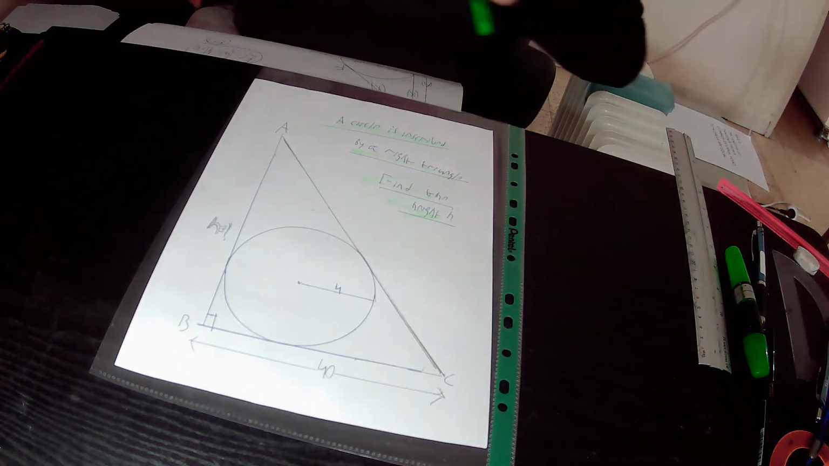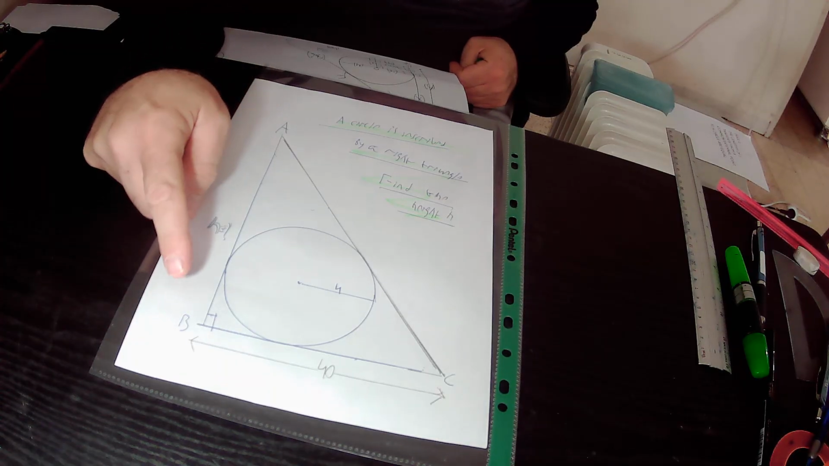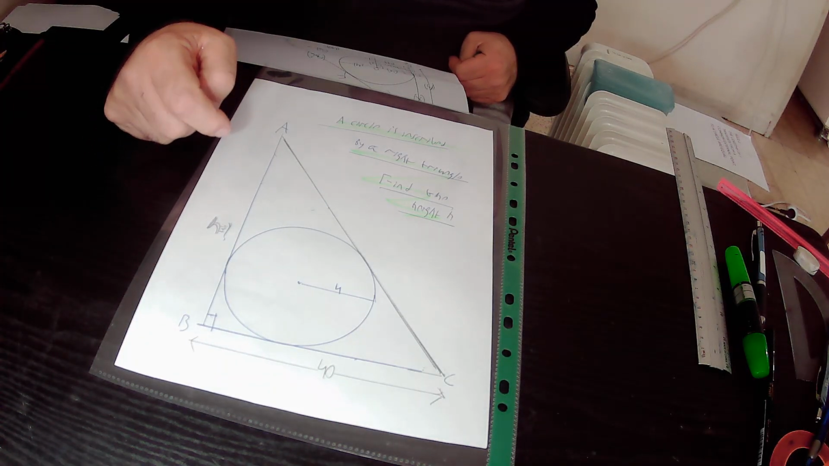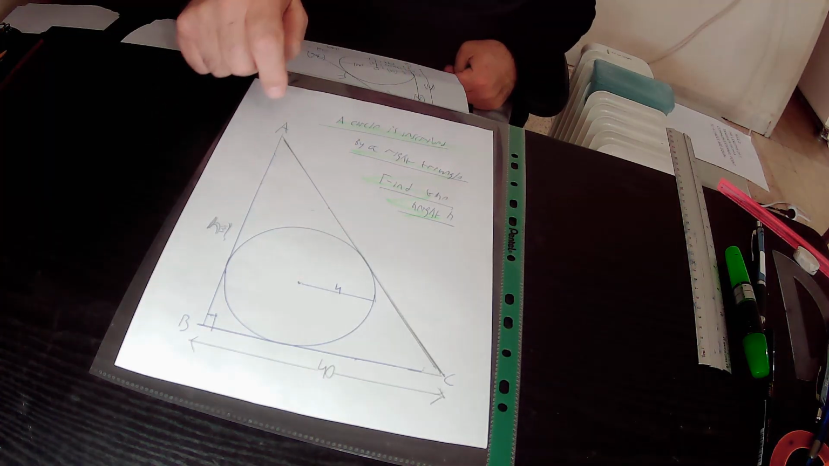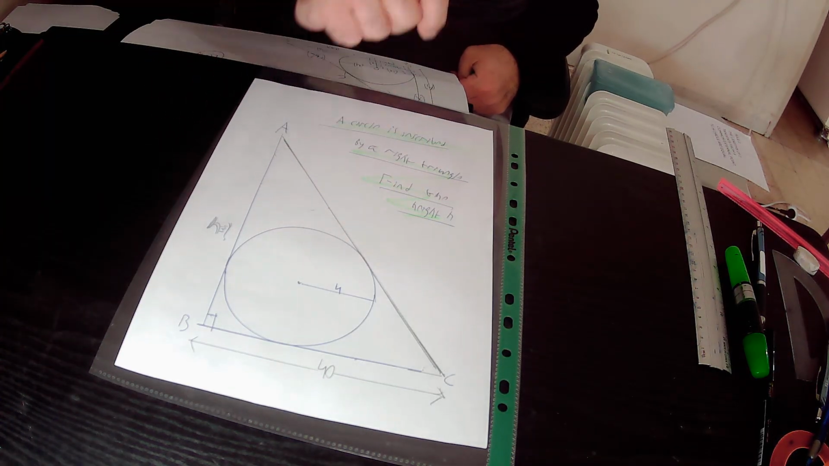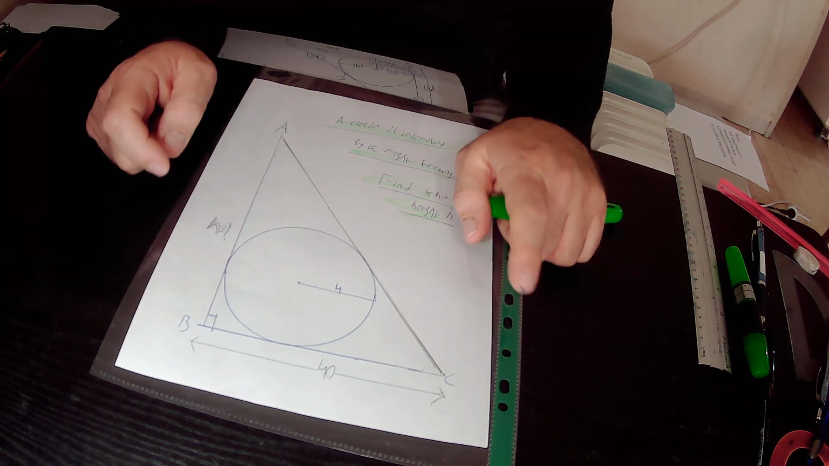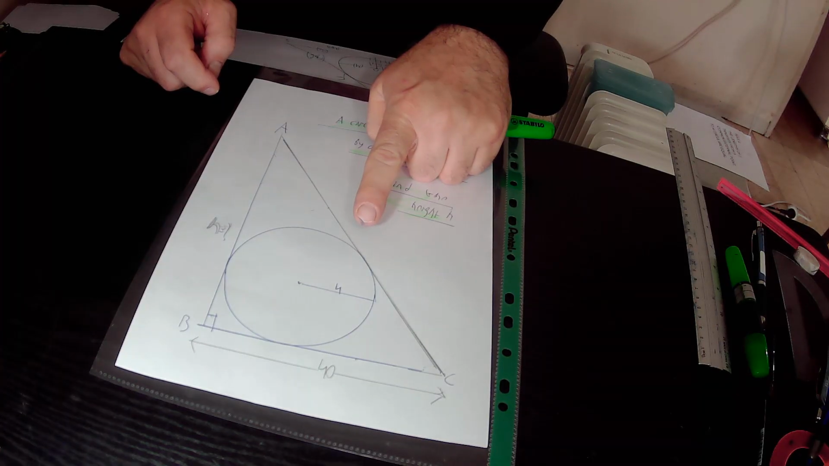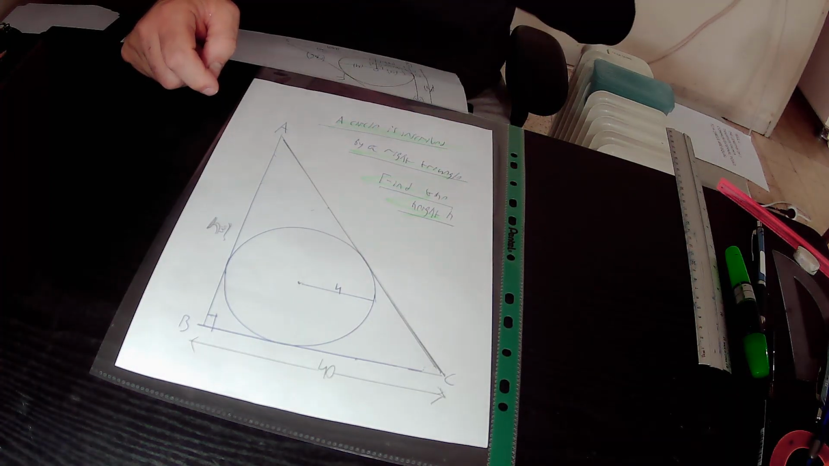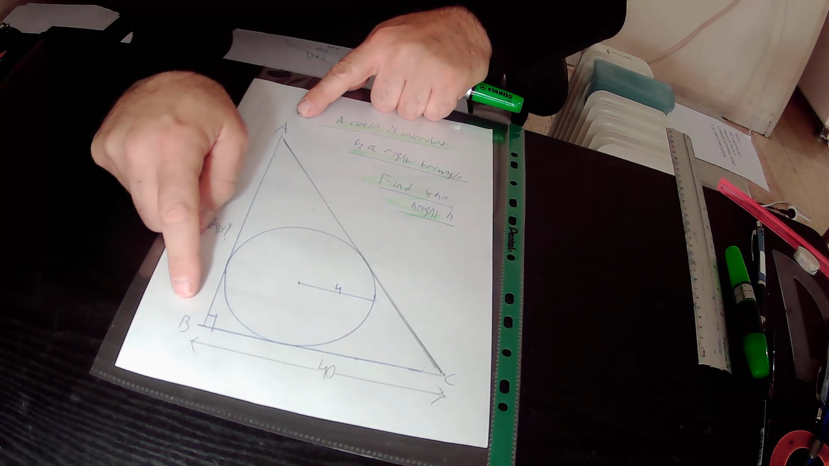In the first question, our task is to find out the length of side AB of this right triangle ABC. So in the drawing, we have a circle that is described by this right triangle ABC. Side BC equals 40 units in its length. We also know that the radius of this circle equals 4 units in its length. Again, our task is to find out the length of this side AB of this right triangle ABC.